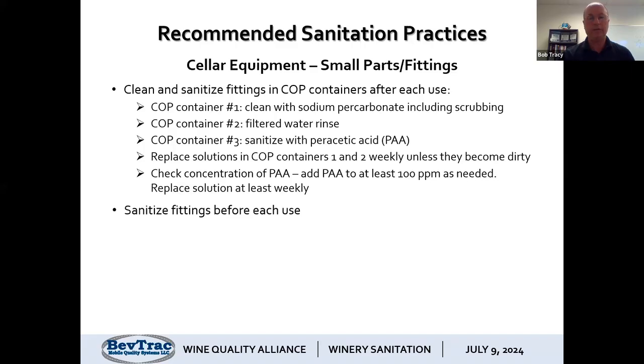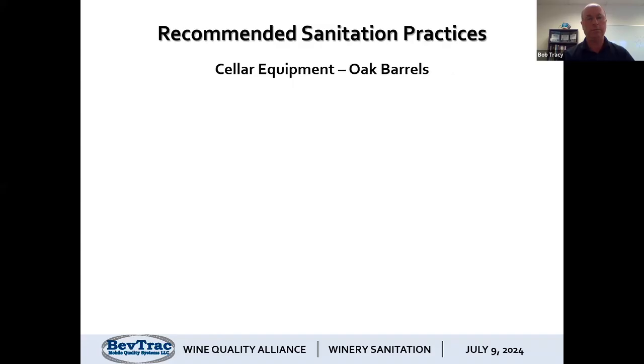And then sanitize fittings before each use. So you clean and sanitize them, you put them on a pegboard to dry, and then when you go to use them again, just dip them in the peracetic acid container to sanitize them.